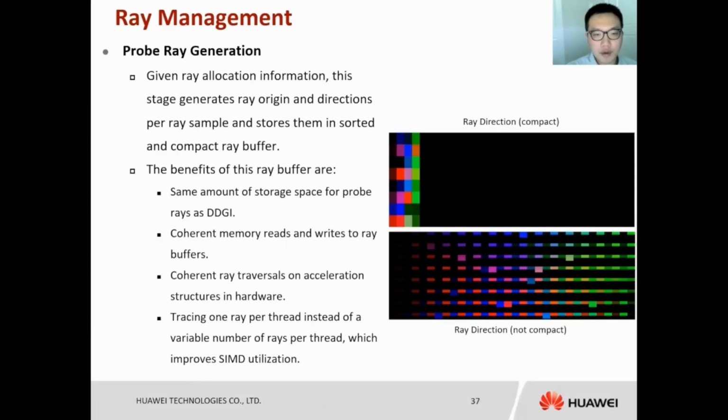For the probe ray generation, we produce this compact ray buffer based on the ray allocation image. The benefit of this buffer is we use the same amount of storage space as the original DDGI approach. We also provide coherent memory reads and writes, coherent ray traversals and acceleration structure in hardware, and improve SIMD utilization by tracing 1 ray per thread instead of a variable number of rays per thread.